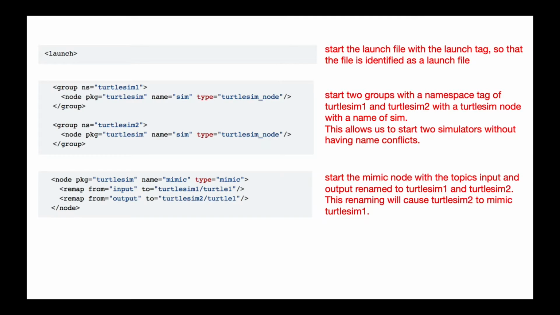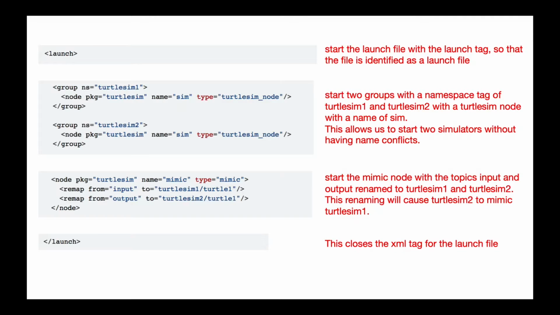And that's not the fine detail, the point of this particular slide. This is just to show you an example of the launch file, and then we can close this. So, our launch file in this example is doing three things. It's creating a group called Turtlesim1, which launches an ocean. It does the same thing for Turtlesim2, and then it remaps using this mimic node in the Turtlesim package.